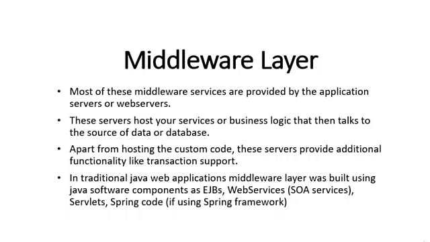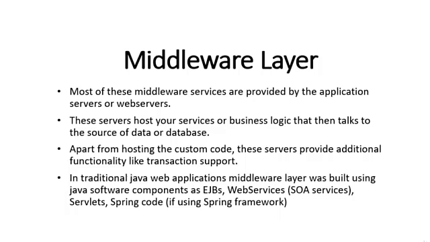Middleware layer hosts the key business logic or your algorithms, or all your search algorithms if you're building a search application, any specific business logic. So if you have a throttling API to throttle the users based on the number of requests they have, all these validations will go in the middleware layer. And then you have the backend layer, which is essentially the database. Apart from hosting the custom code, these servers provide additional functionality like transaction support, security, etc.